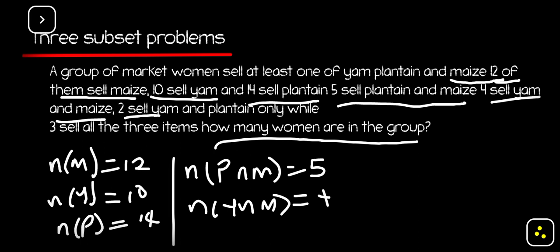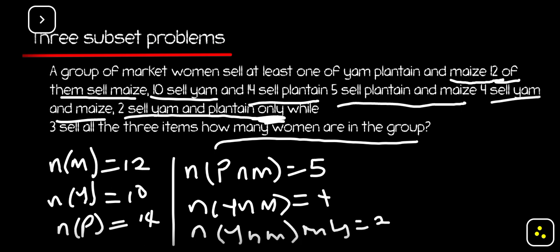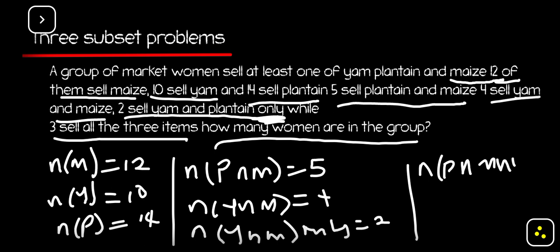Now 2 sell yam and plantain only. Take note of this "only", very important. It's very specific. Yam and plantain only, 2. 3 sell all 3 items, so we'll say the intersection for all of them, plantain intersection maize intersection yam, 3. Alright, so now we've gotten all of them. The next thing we'll do is to draw a Venn diagram.